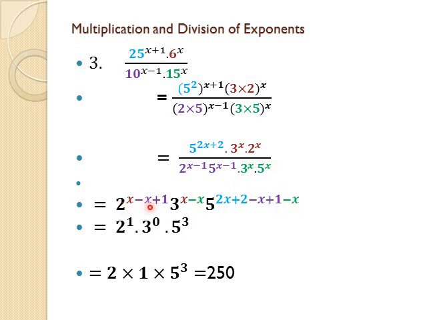So x minus x cancel, I'm left with 2 to the power 1. x minus x gives me 3 to the power 0. 2x minus x gives me 1x, minus x would become 0. 2 plus 1 would give me 3. Alright, so 2 to the power 1 stays 2. Anything to the power 0 will become 1. 5 to the power 3 simply stays 5 to the power 3. So 125 times 2 would then give me 250.